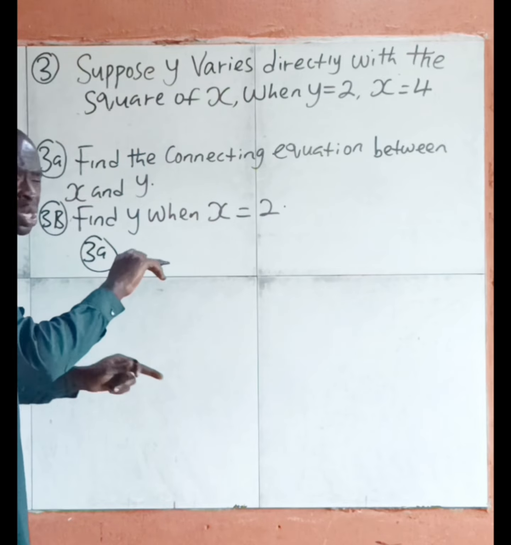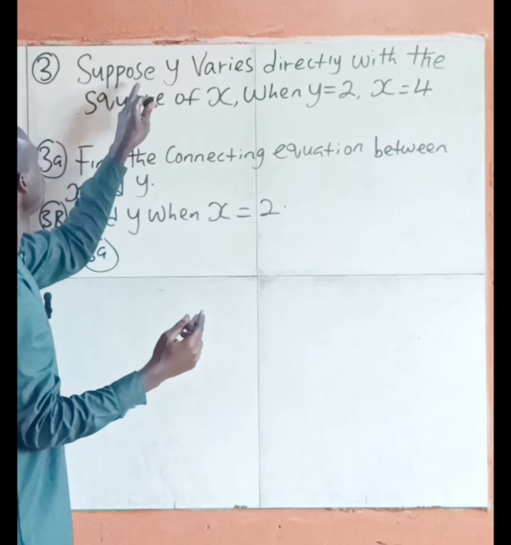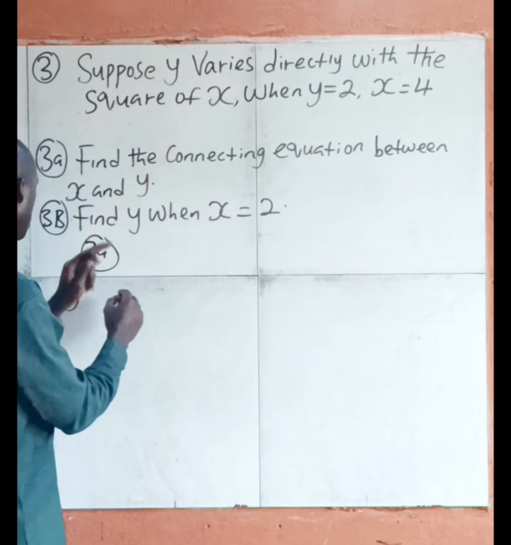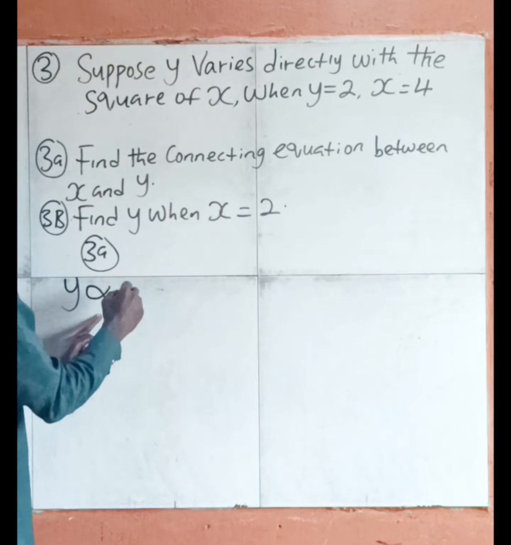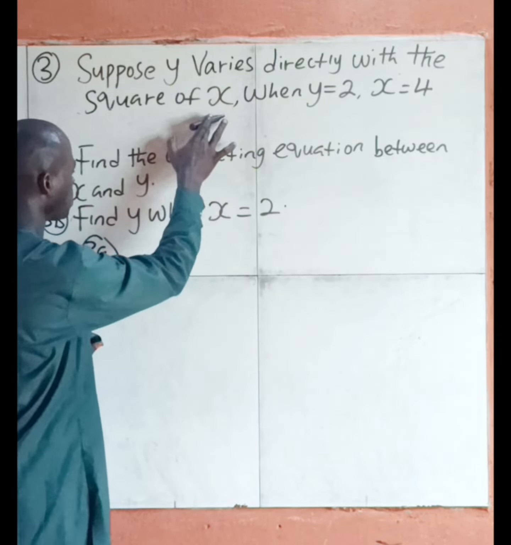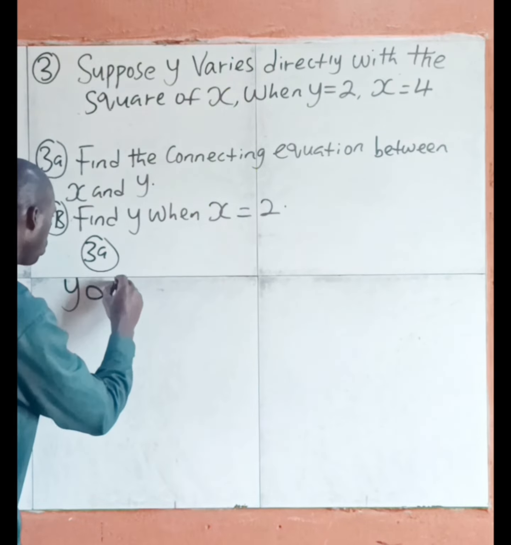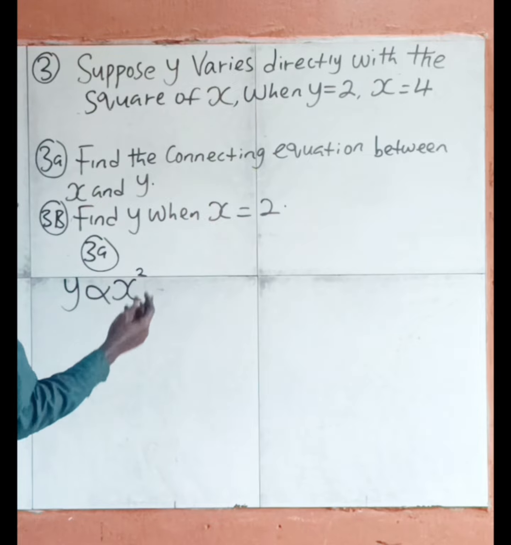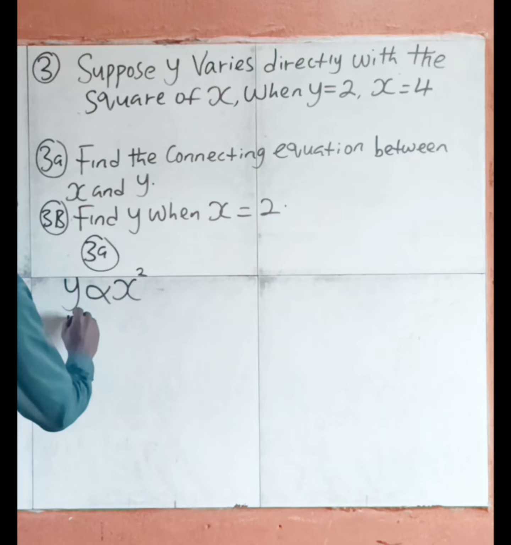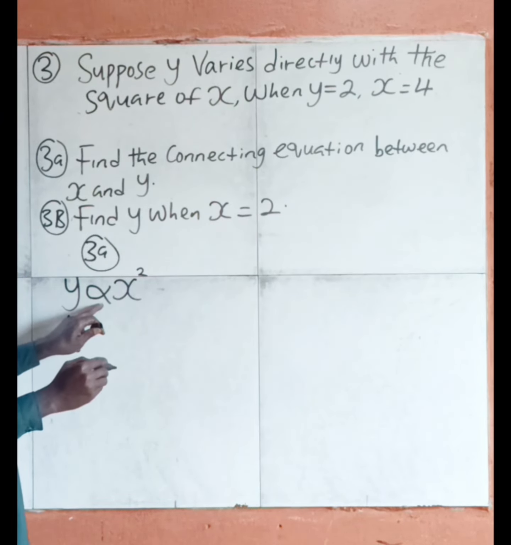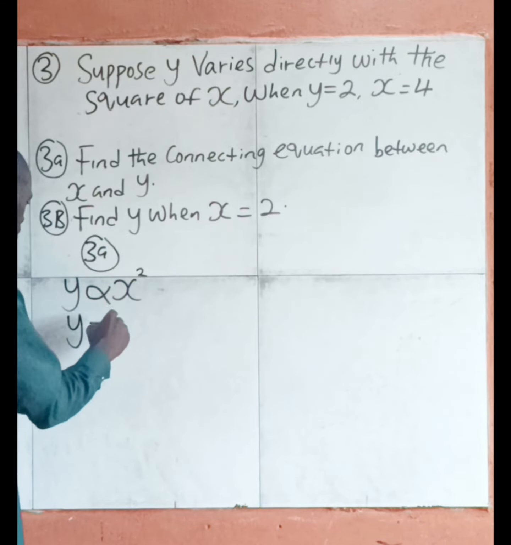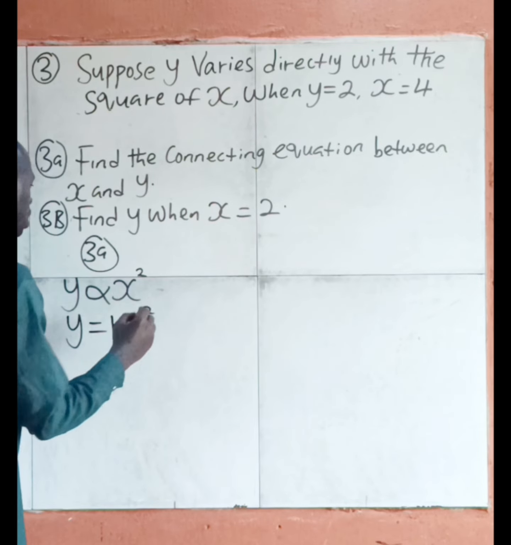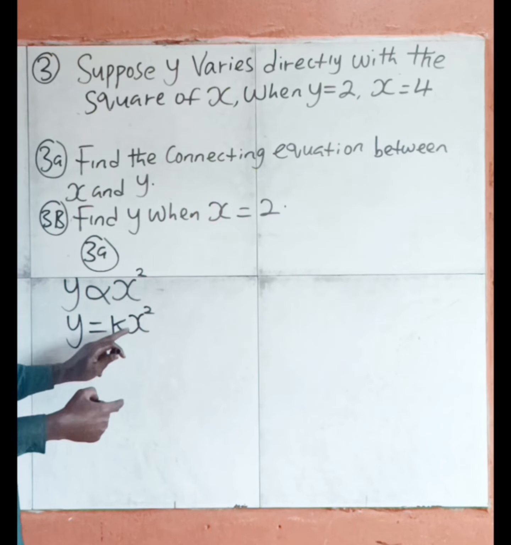Now, we'll follow the questions step by step in order to generate a formula. Suppose y, what's the first thing I have? Y, I'm simply going to write it. Varies, I'm going to write the symbol. Can you see for yourself? Directly with the square of x. So I will come here and write, can you see it? x squared, the square of x. The next thing I'm simply going to do, we're going to introduce a constant. So here becomes y. Can you see this symbol? We'll change it to an equal to sign. Equal to, this is our constant k, x squared. So you're going to introduce a constant k, then you write your x squared.